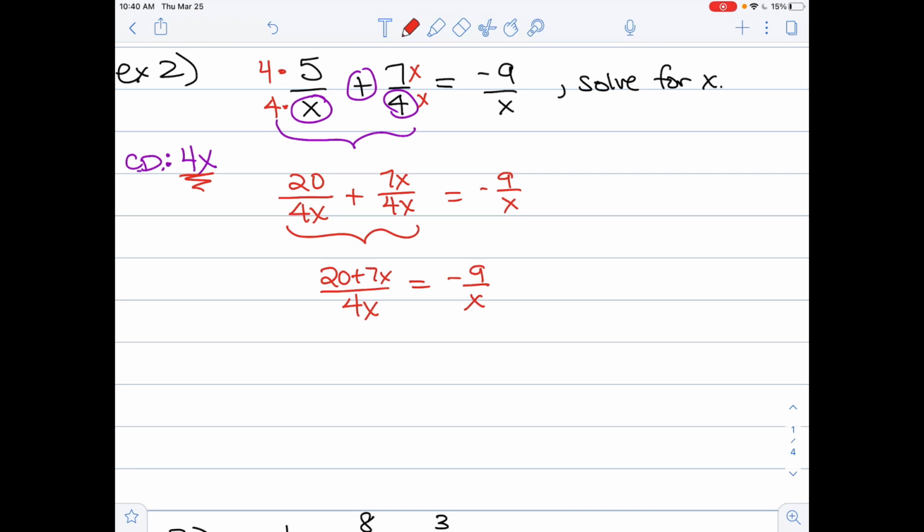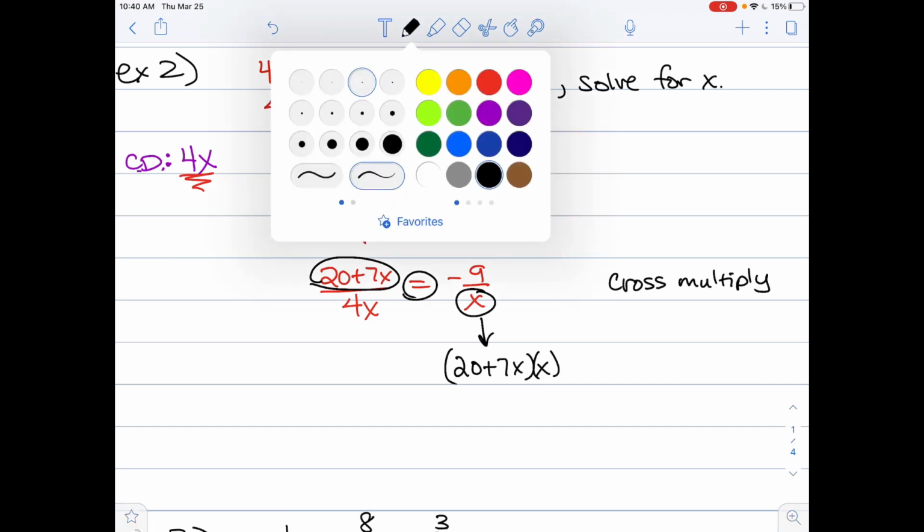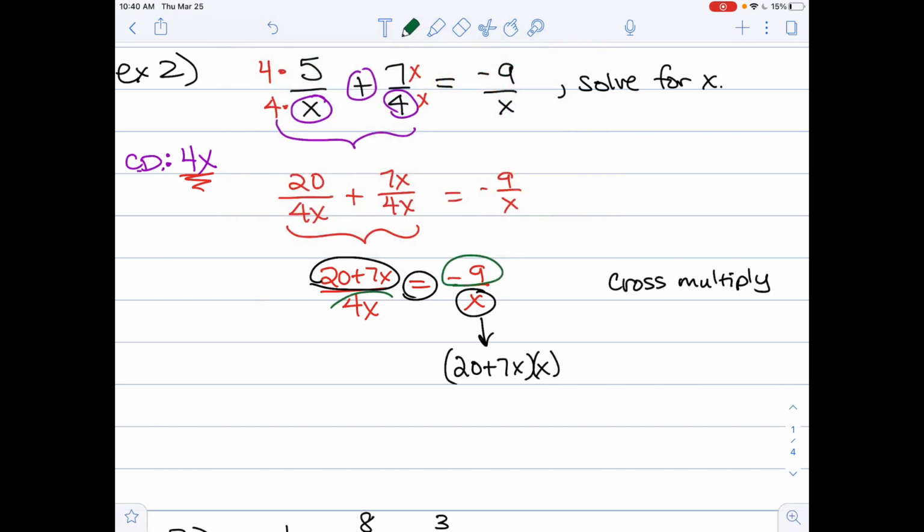So now, in order to solve for this, I'm going to cross multiply again because we have the equal sign. I know I can cross multiply. So I'm going to multiply 20 plus 7x times the x, and we're going to put it right here. Okay. And then we're going to multiply the negative 9 times the 4x, and we're going to put it right here. And then the equal sign still stays in the middle. Now let's go ahead and distribute.